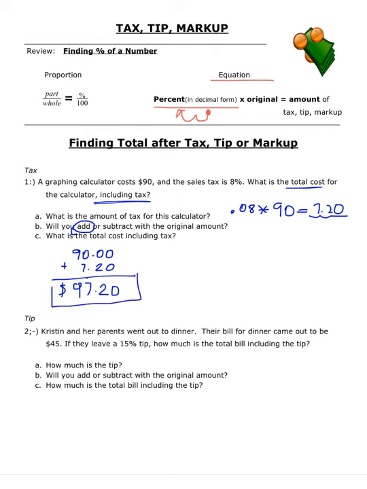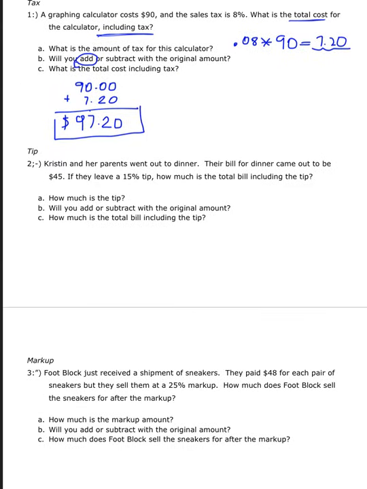Number 2, Kristen and her parents went out to dinner. Their bill for dinner came out to be $45. If they leave a 15% tip, how much is the total bill including the tip this time? So on this question, it's going to be the total bill including the tip. Same problem as the other video, except now we want the total that they're going to pay.